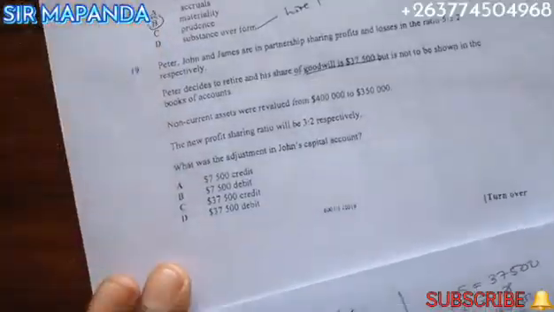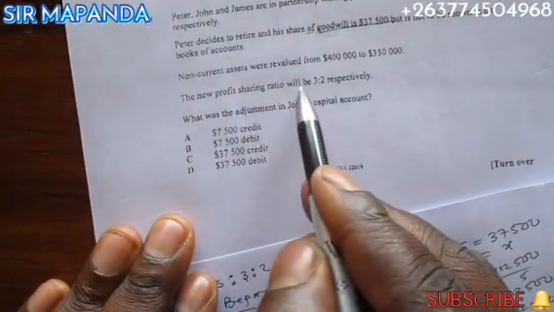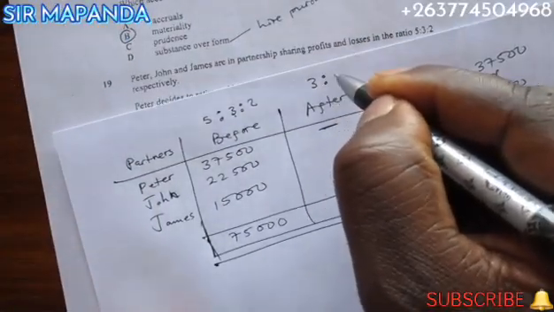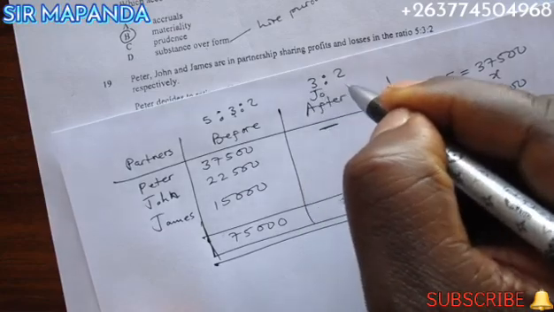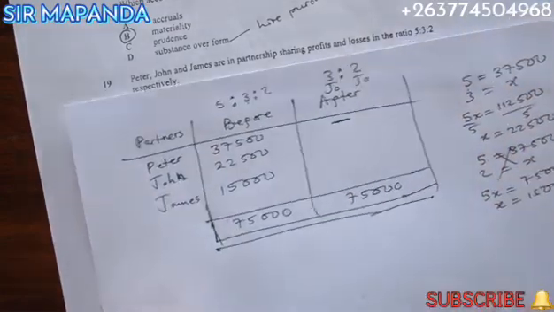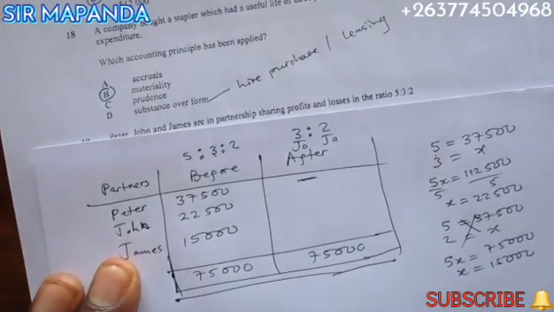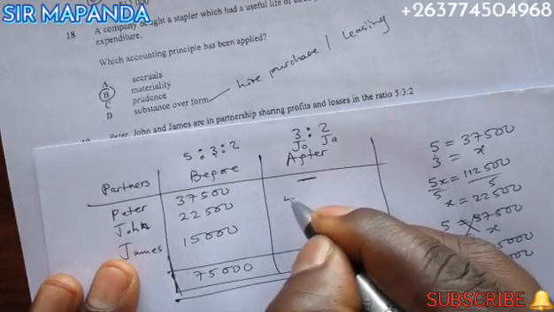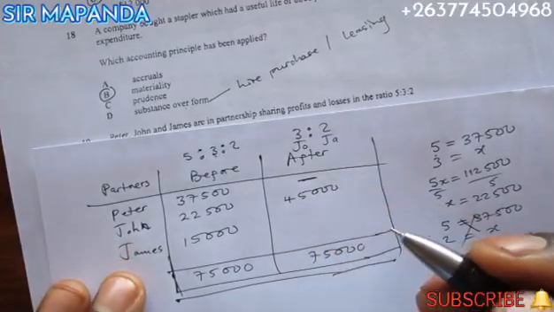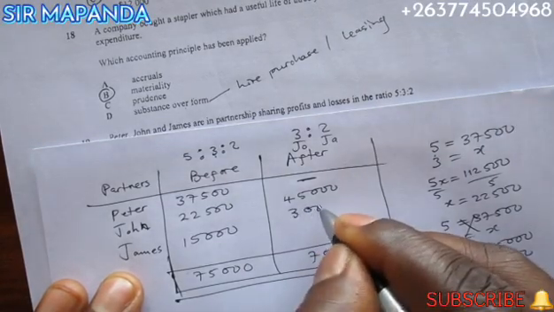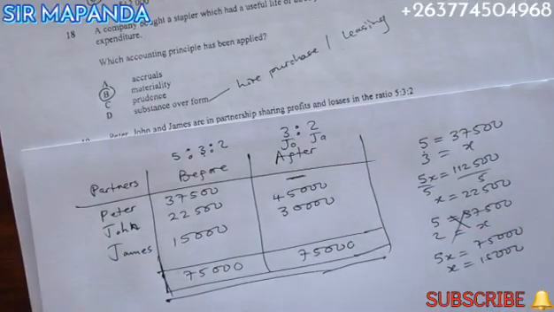Here is the question. The new profit sharing ratio will be 3:2. So we now share 3:2, but for John and James. I hope you are following. So 3/5 times 75,000. You get 45,000. So 45,000 is for John. Then 2/5 times 75,000. What do you get? 30,000. 30,000 is for James. So this is the adjustment.